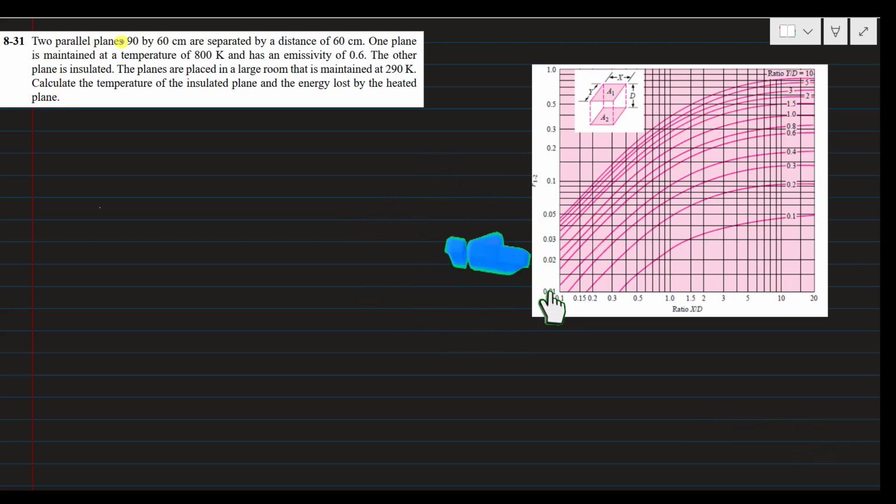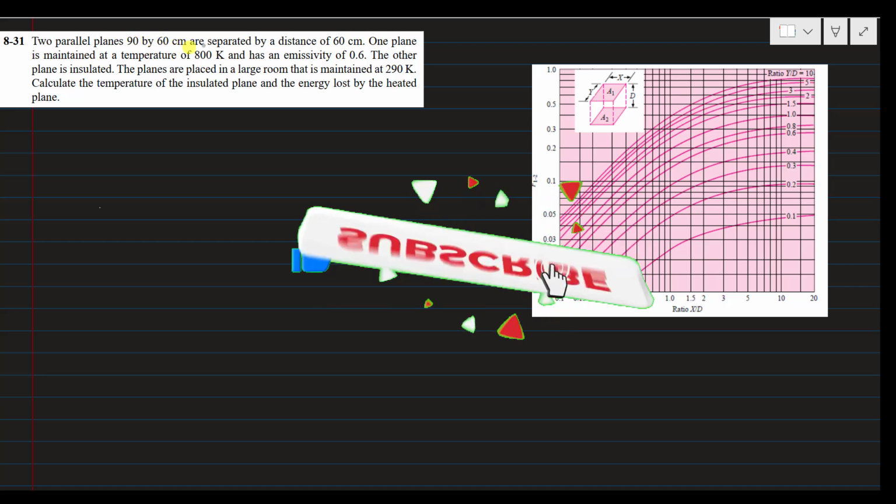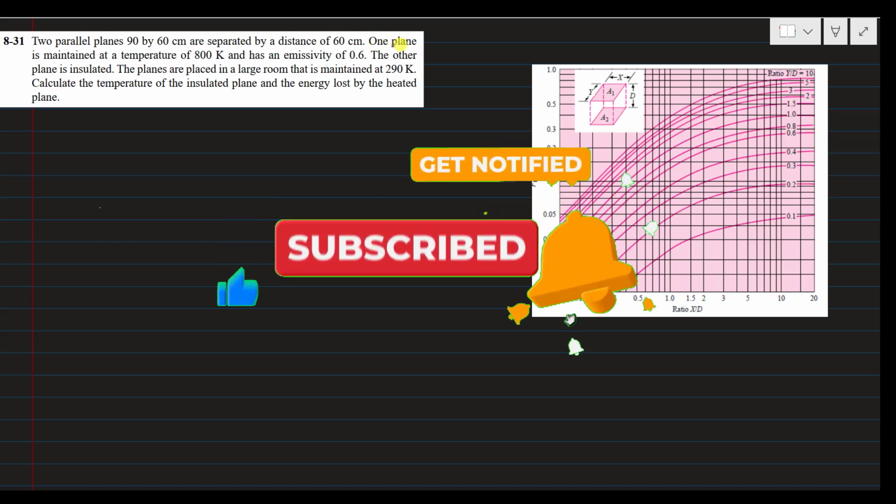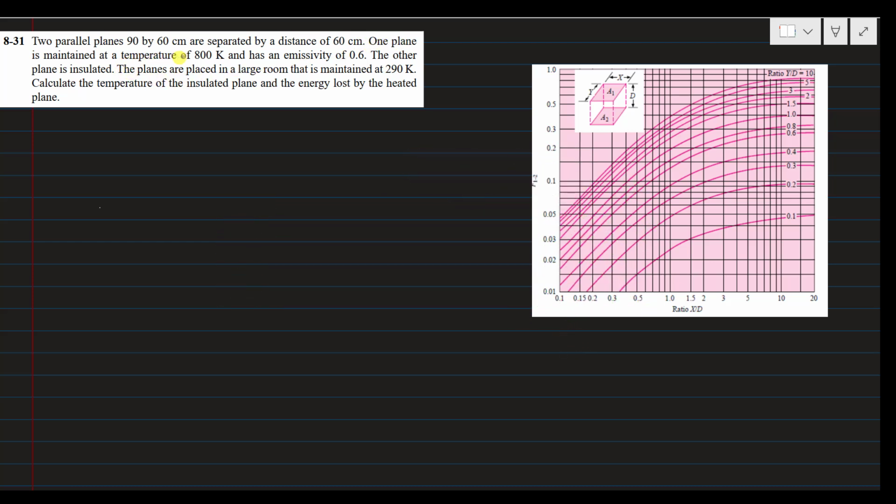Two parallel planes 90 by 60 centimeters are separated by a distance of 60 centimeters. One plane is maintained at a temperature of 800 Kelvin and has an emissivity of 0.6. The other plane is insulated. The planes are placed in a large room that is maintained at a temperature of 290 Kelvin. Calculate the temperature of the insulated plane and the energy lost by the heated plane T1.